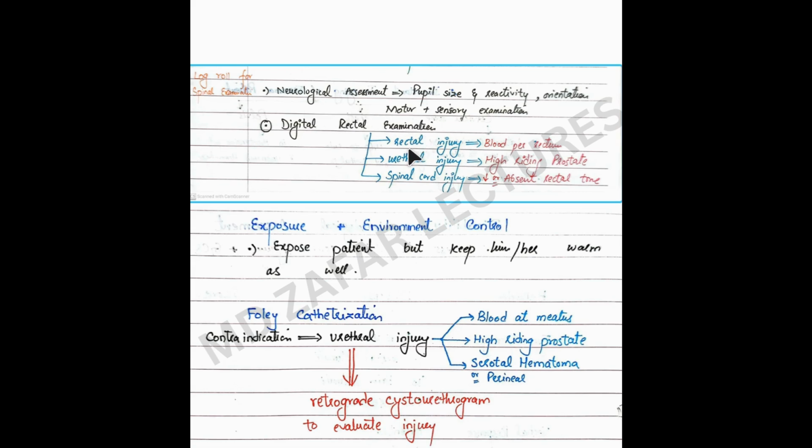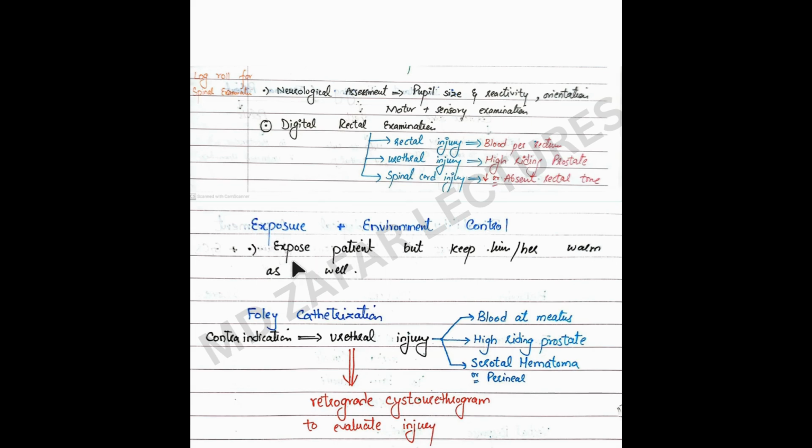Next we have the digital rectal examination, which is part of the disability and neurological assessment. If there is a rectal injury, then there will be blood at the DRE. For urethral injury, there will be a high riding prostate at DRE. And to identify spinal cord injury, one can find decreased or absent rectal tone. So these points are very important to identify 3 different pathologies, which include rectal pathology, urethral injury, or spinal cord injury.